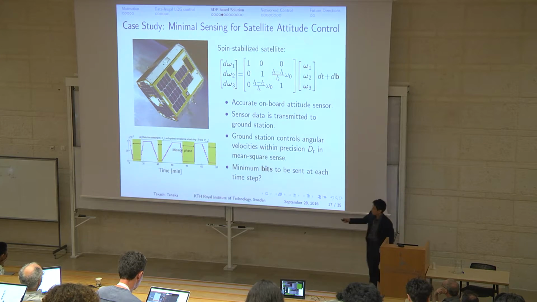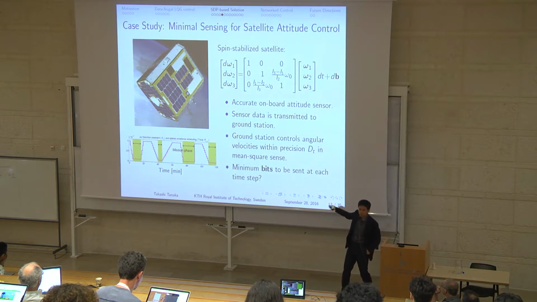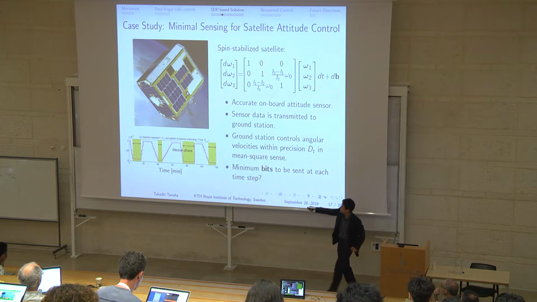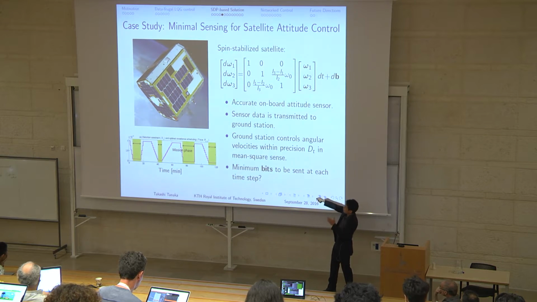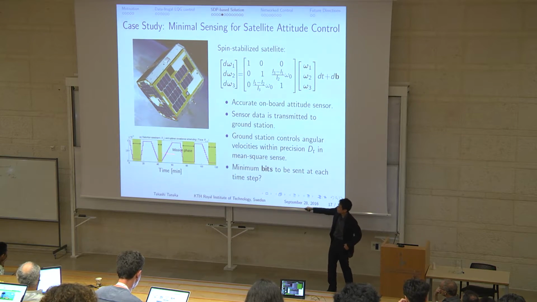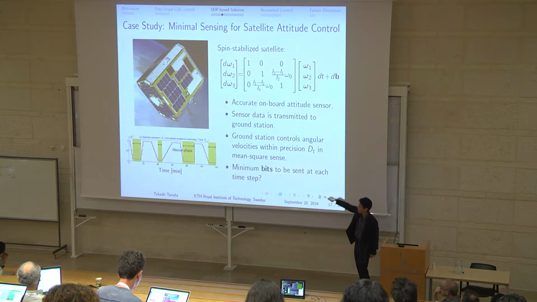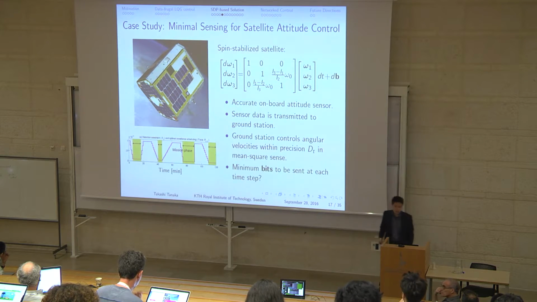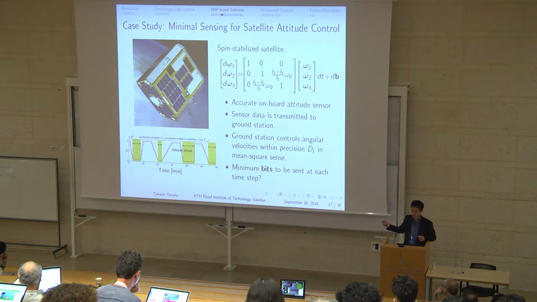So for instance, you can draw this kind of pink curve, which is the requirement curve. You want to make sure that the estimation error is always below this pink curve. For instance, when the satellite is in a mission phase, you want this estimation error to be small, but at some other times, this requirement can be relaxed. You can essentially draw any curve here. And the natural question is then, in order to achieve this goal, how many bits of information must be transmitted from the satellite to the ground station?